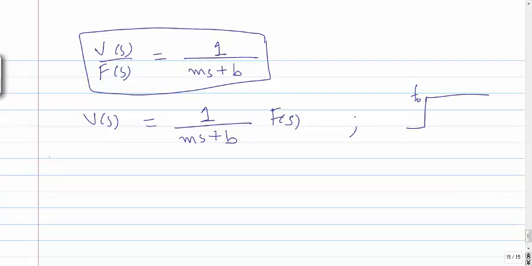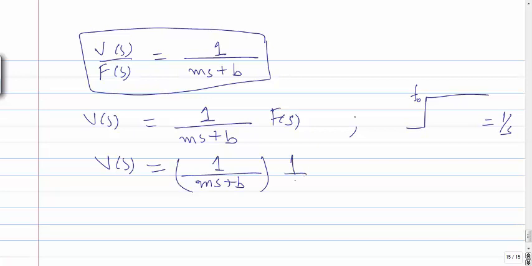So if we look at the table, before looking at the table, let's plug in. We know that the Laplace of a step is 1 over s. So if we plug in here, it becomes v of s equal to 1 divided by ms plus b times 1 over s, because this is the Laplace of step input.